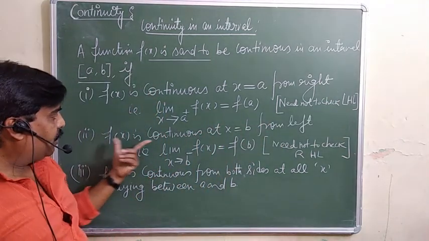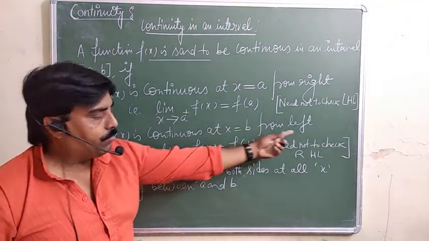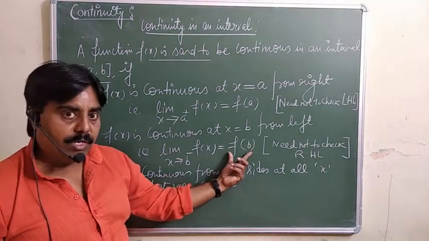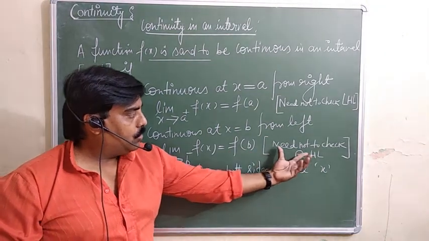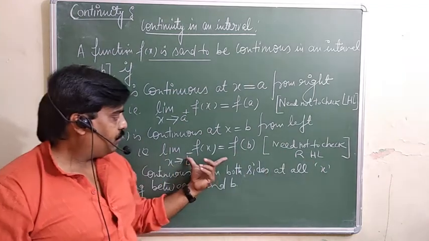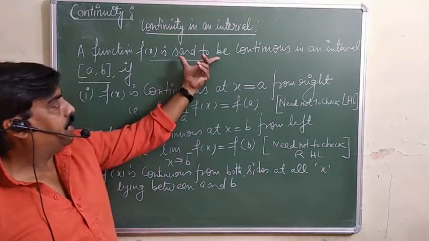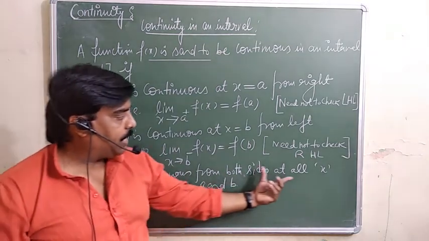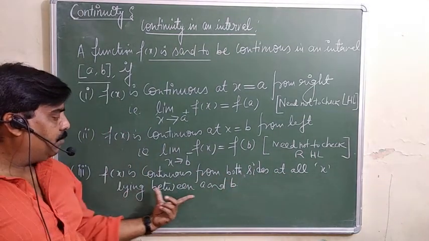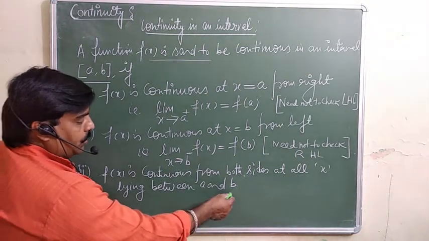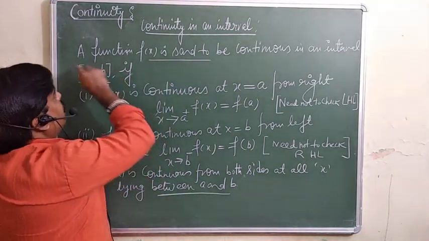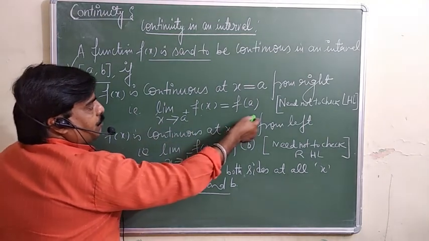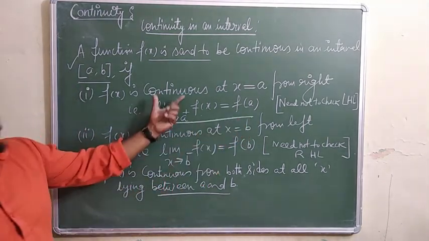Similarly, f(x) is continuous at x equal to b from the left if limit x tends to b minus f(x) is equal to the value of f(b). Here also there is no need to check the right hand limit. After checking this or this one only, you can declare the function is continuous, or f(x) is continuous from both sides at all x lying between a and b. So in case of an interval, simply if limit x tends to a plus f(x) equals f(a), you can say that the function is continuous.